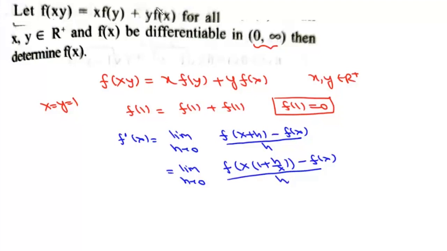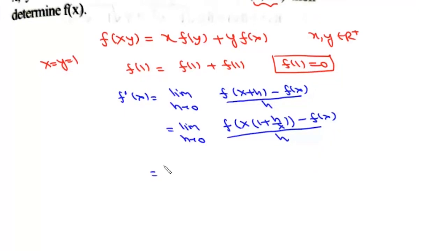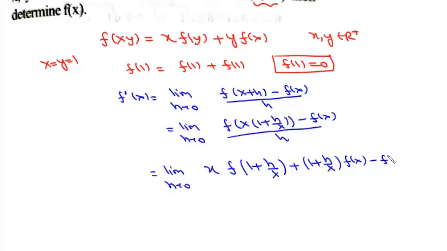Now we can write f(xy) as xf(y) plus yf(x). So it will be this limit as h tends to 0 of x f(1+h/x) plus (1+h/x) into f(x) minus f(x), whole divided by h. Now we'll split it in two parts.